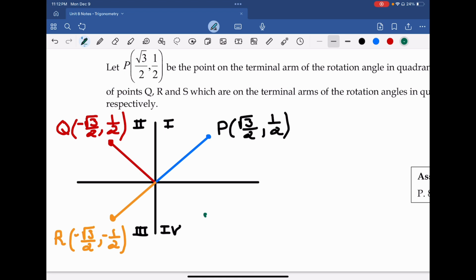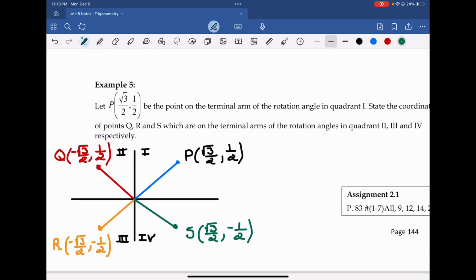Lastly, in green, I'm going to do the fourth quadrant. Let's say that this is point S. Point S starts at the origin and then ends up at that point, because this is the terminal arm that crosses through that point. What changes? Well, for point S, we have a positive x value because it's on the right-hand side of the origin. So this becomes root 3 over 2, just like it was in the original, but now it's the y value that becomes negative. And so we want to write it in the following form.